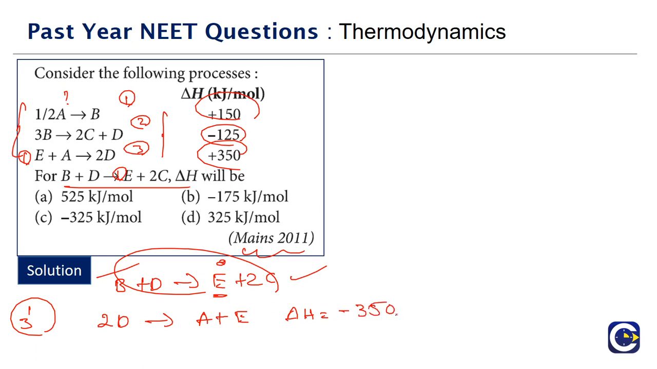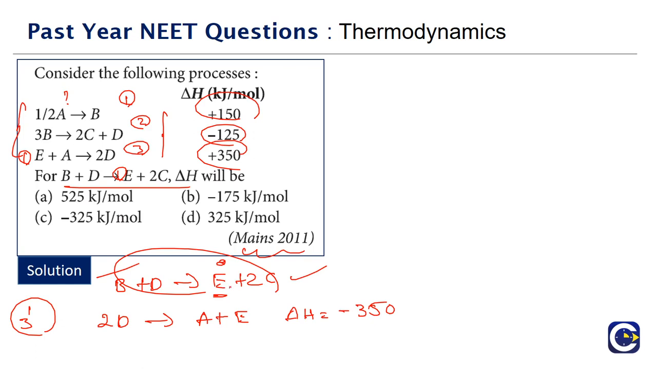Negative of the original equation's enthalpy. Original equation 3 is what? Plus 350. So 3 dash enthalpy change will be equal to what? Minus 350. Clear? Now if you look at the others, so E we are done.